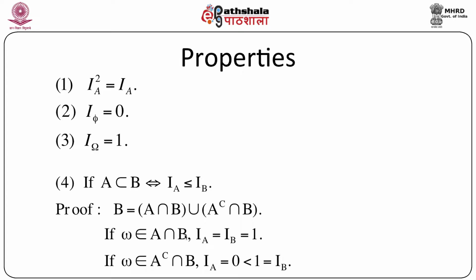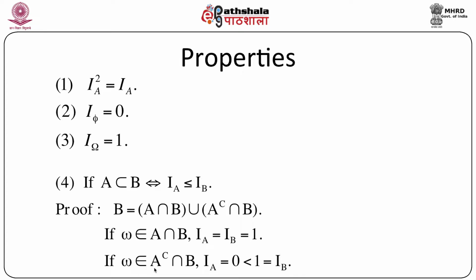Because if omega belongs to A intersection B implies that omega belongs to A, that means IA equals 1, and similarly omega belongs to A intersection B implies omega belongs to B, that means IB equals 1. On the other hand, if omega belongs to A complement intersection B, IA would be 0. Of course IB is 1, but IA would be 0 because omega belongs to A complement. At the end, since omega belongs to B, then IB equals 1. So IA equals 0, which is strictly less than 1 naturally, and which is in fact IB. So in this case, IA is strictly less than IB.